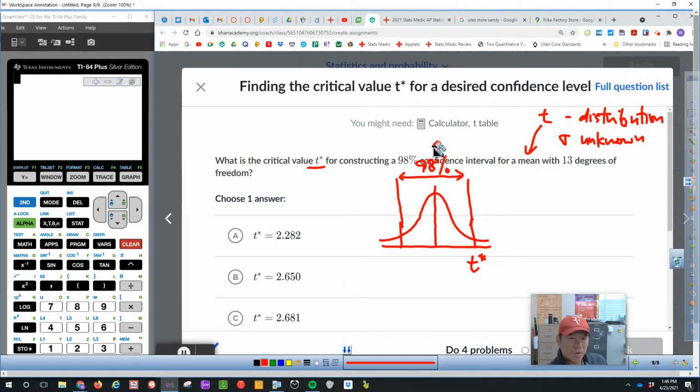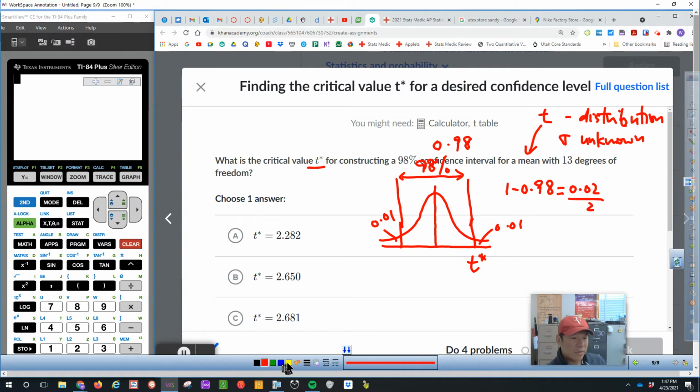Now 98 is 0.98 if you change it to decimal. This tail and this tail, the two end tails, have the same area. So the area here is 0.98. The two tails should add up to 0.02, because you take 1 minus 0.98, which is 0.02. And if the two tails are identical, you divide by 2, so each tail should be 0.01.